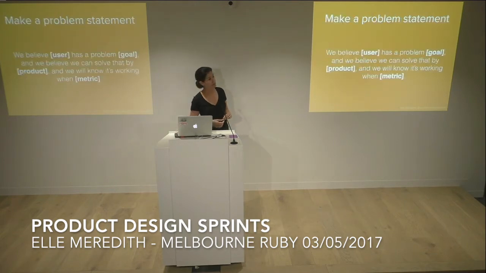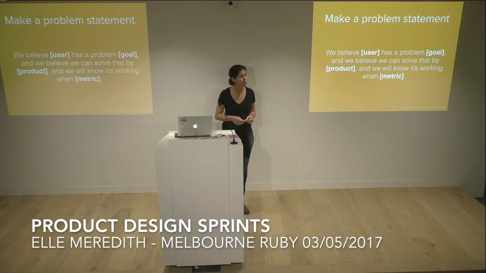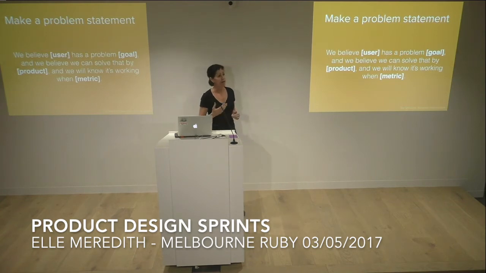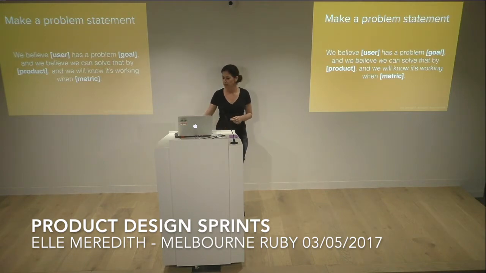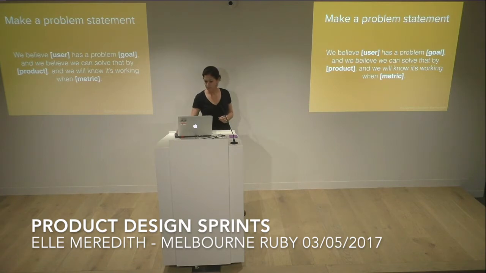To make a problem statement, this is an example that you can use: we believe that a user has this problem, which is our goal, and we believe that we can solve that problem by building a product, and then we will know if it's working when we have some metric to check that it is. Just to make sure that it is solvable and then how we might be able to solve it.